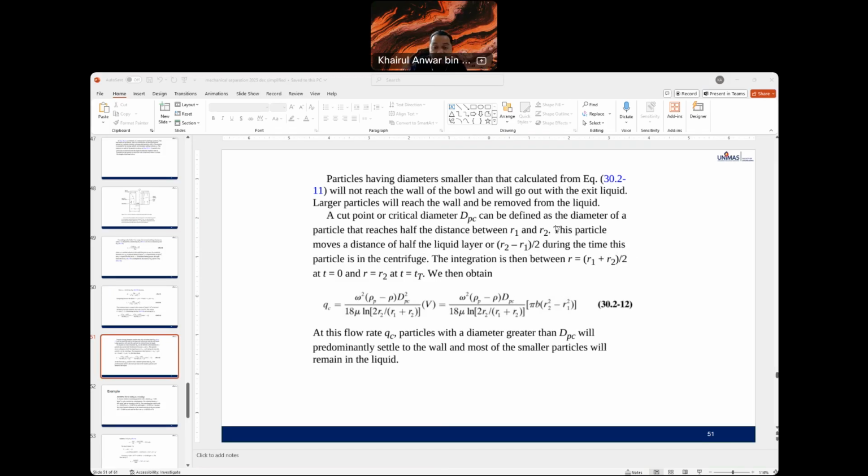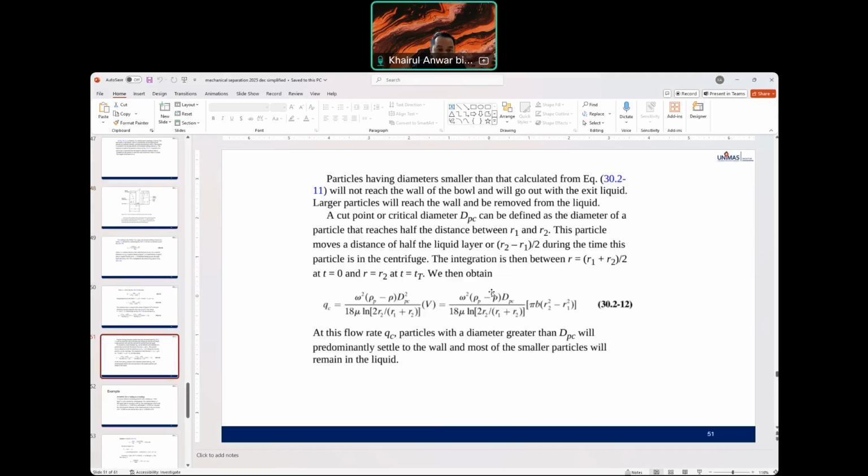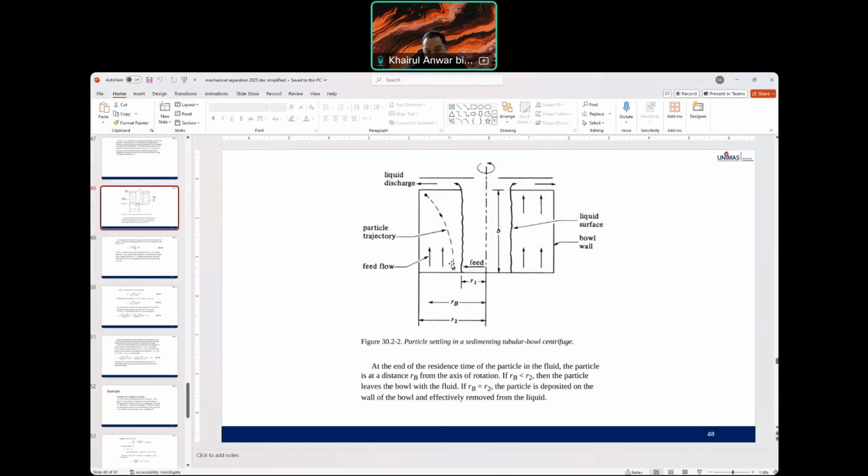figure. So this is R1. This is the center to the feed. R2 is from the center to the bowl wall. So DPC can be defined as the diameter of the particle that reaches half the distance between R2 and R1. So DPC is half the distance.